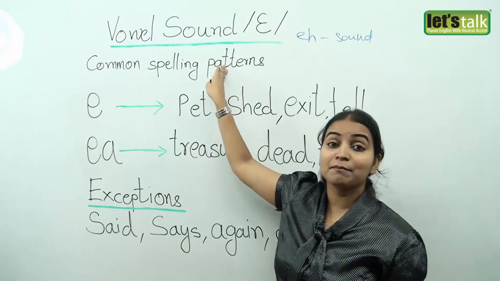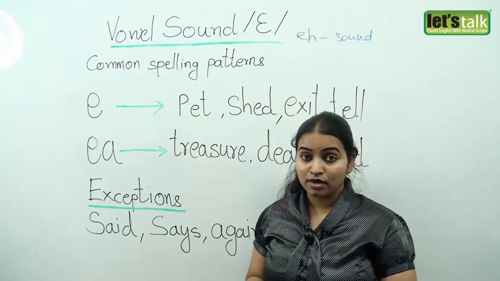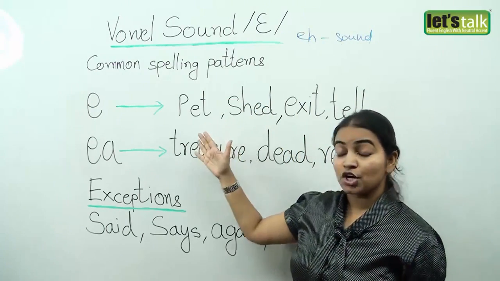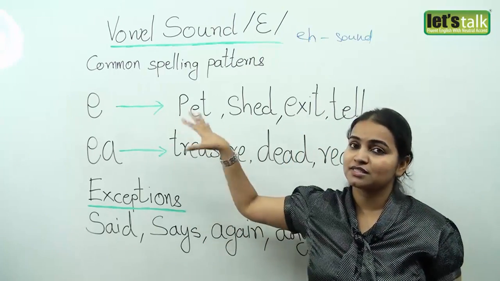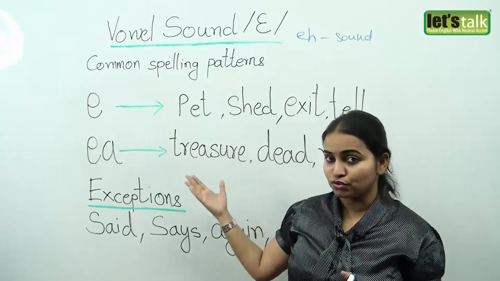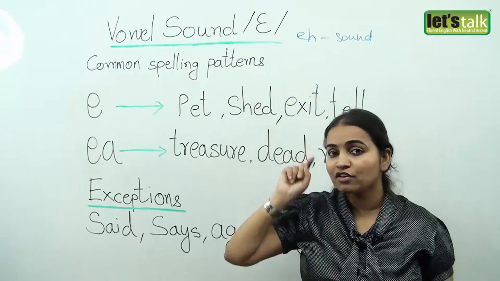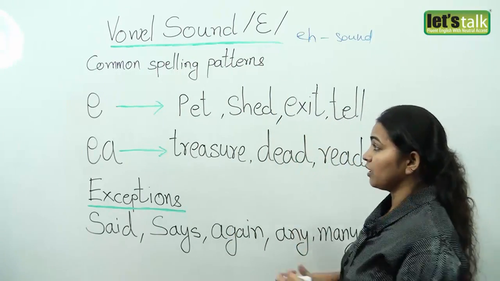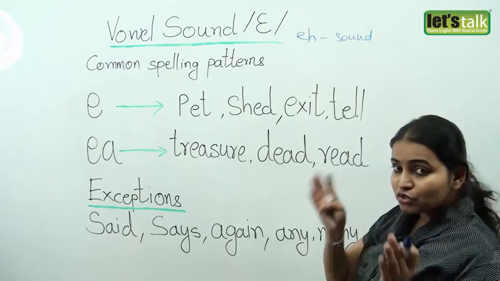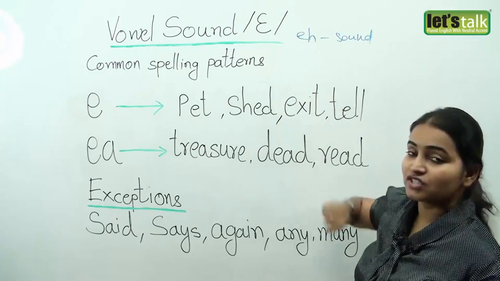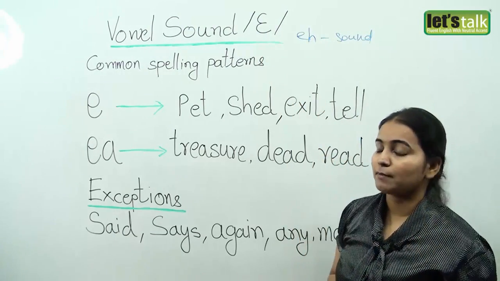Now the common spelling patterns for the vowel sound, we will deal with that right now. Of course, these are the common spelling patterns. There are exceptional words which may not follow the same pattern, but most words do. So let's look at the most common spelling patterns for this vowel sound. The first one, whenever a word has an E, mostly it gives you this sound, the E alphabet, just to help you remember.